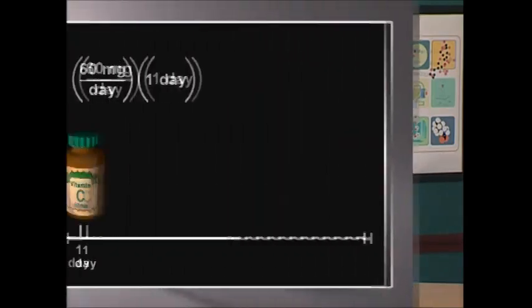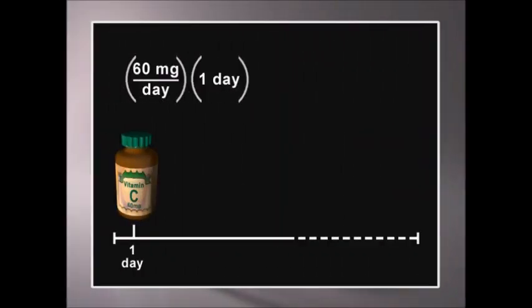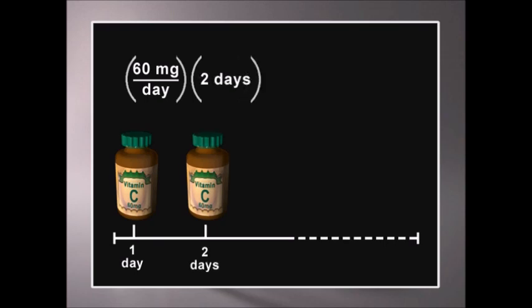So you sit down and you say, what is meant by 60 milligrams per day? That tells me how many milligrams of vitamin C I must consume in 1 day. Then, how many milligrams of vitamin C do you think you'd consume in 2 days? Obviously twice as much. 3 days, 3 times as much. Well, what about a year?